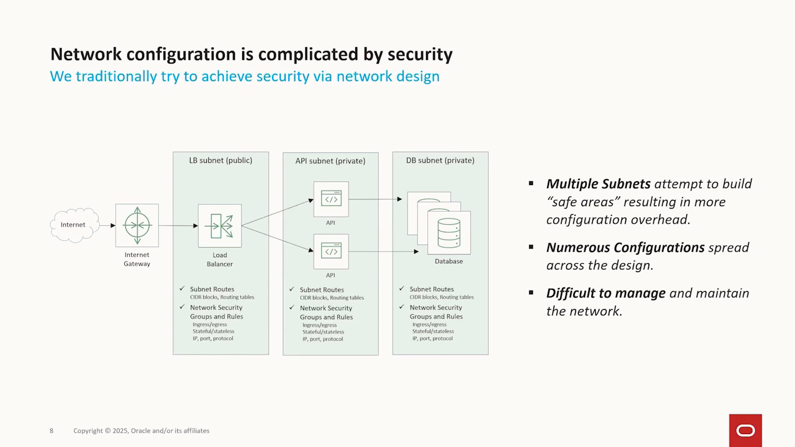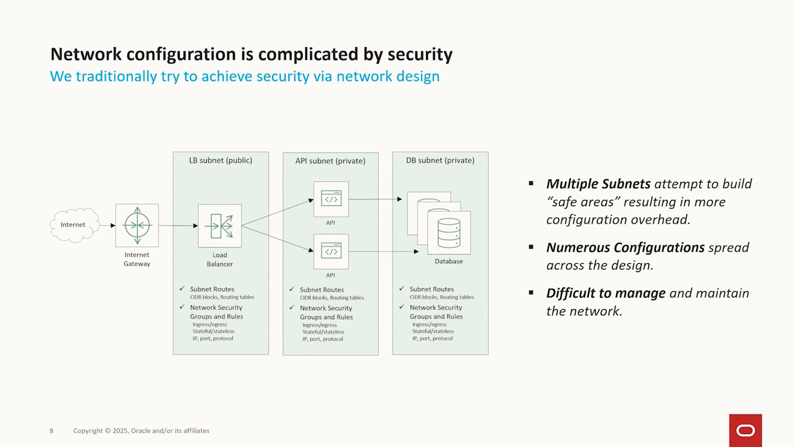So usually, traditionally, we will segment those tiers physically in separate subnets, and we will open up subnet routing between those subnets, and we will start attaching network security groups and rules. So a network security group is effectively a virtual firewall, and we attach those firewalls to resources, and these firewalls control the ingress and egress out of these tiers.